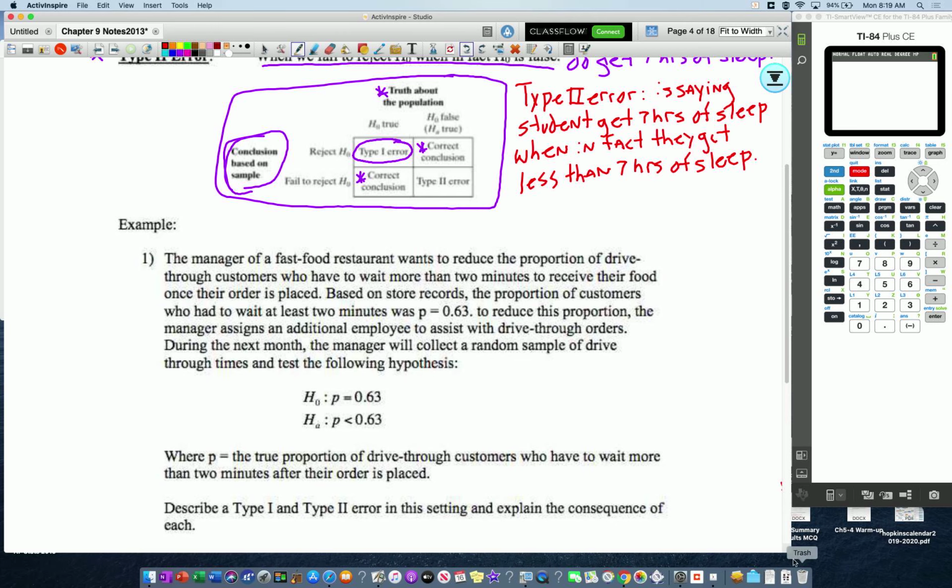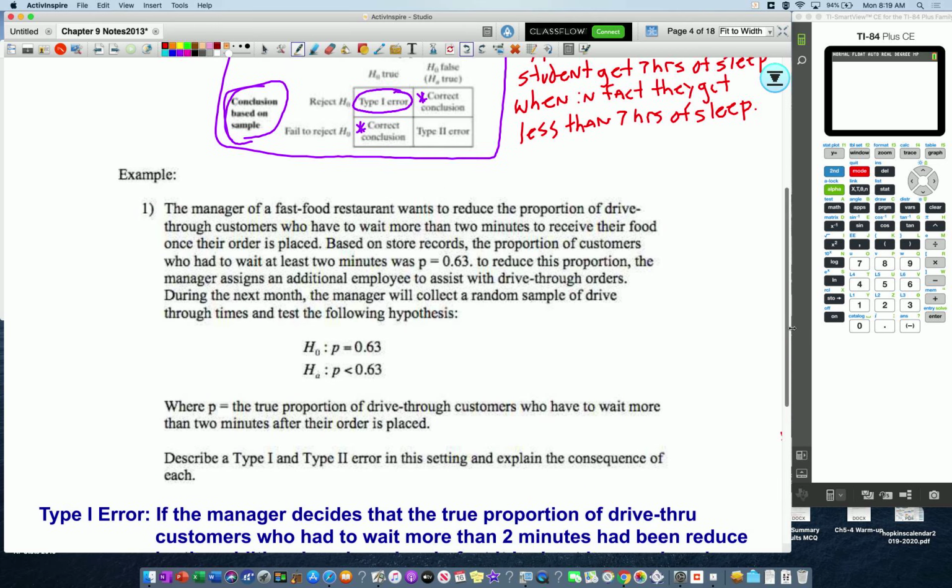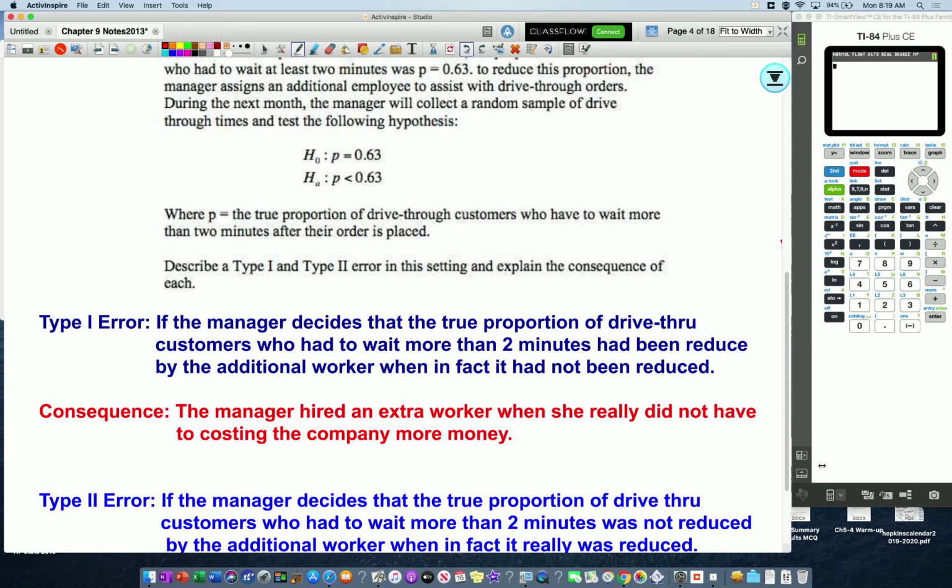So in this particular problem, the type 1 error is if the manager decides that the true proportion of drive-through customers who had to wait more than 2 minutes had been reduced by adding that additional worker, but in fact, it didn't reduce the proportion. The big consequence of this is that the manager hired an extra worker when she really didn't have to, and this, in essence, cost the company more money because they're paying someone an hourly wage and it's not actually remedying the situation.